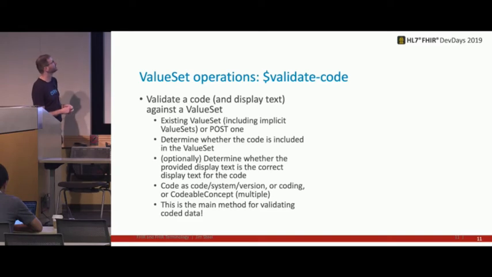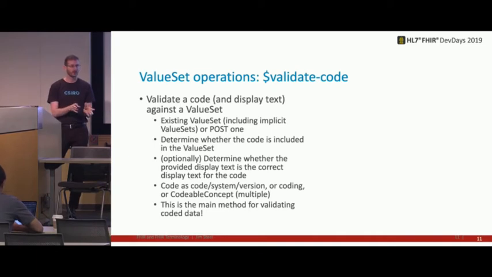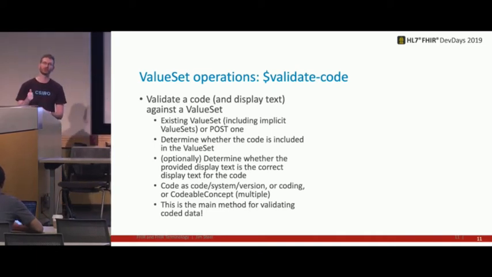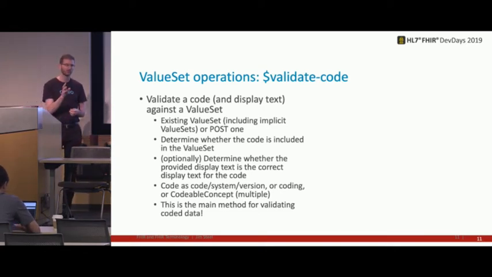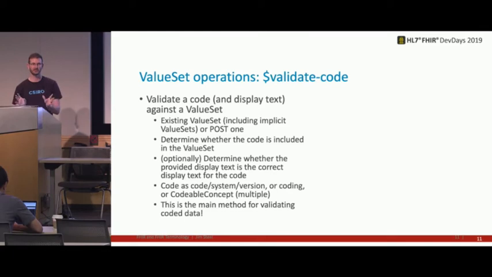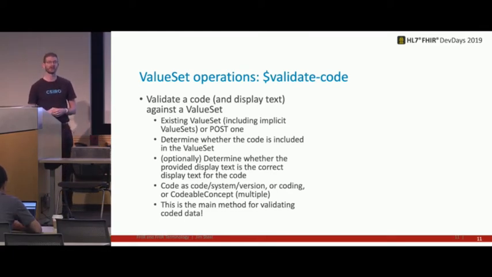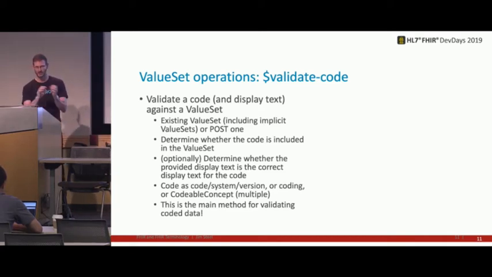So the validate code operation, as I said, takes a code and a value set, and it tells you whether the code is in that value set. As a bonus feature, you can also pass it a display text for that code. And if you do that, it will tell you whether that display text is an acceptable display text for that code. So this is really useful if you have systems, without naming names, that allow you to select a code and then override the display text, which is a very dangerous thing. It allows you to pick up that case where that's happened. It can't tell you which order they did it in, whether they chose the text and then changed the code, or chose the code and then changed the text. But it's a very useful thing to be able to do.